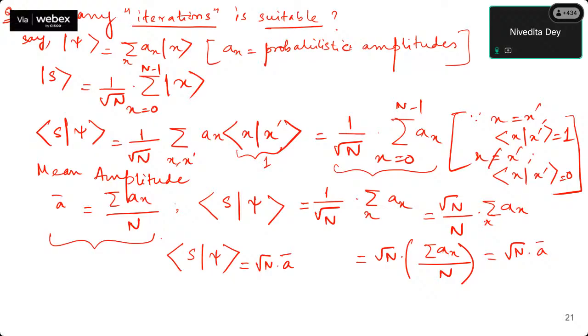Now say U is the big operator, the reflection operator that we have, applied on this ket psi. What was the definition of this operator? It was 2 times the outer product of s with itself, minus I. Now this will be applied on ket psi. This is the operator, the U s operator.